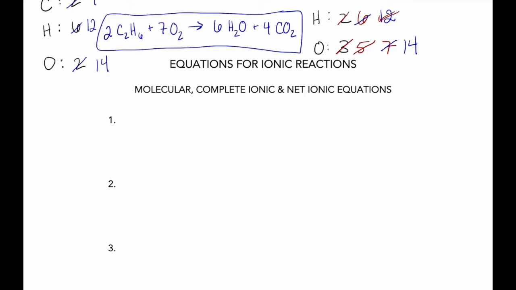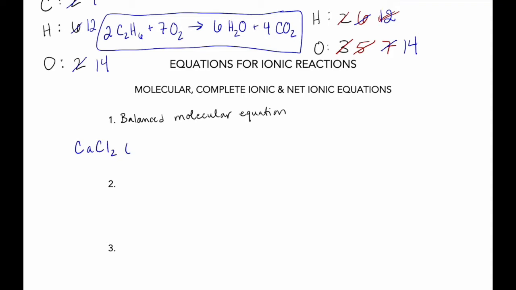Okay, so first, and the best way to show you, I think, is to give you just examples. The first one is going to be the molecular equation. This is the balanced molecular equation. And I'm going to write an equation for the reaction between calcium chloride and silver nitrate, in the form of the molecular equation.